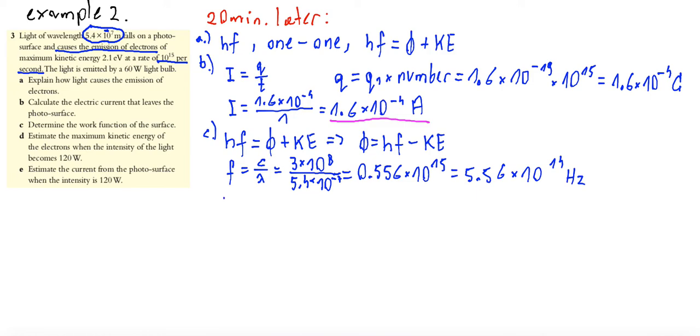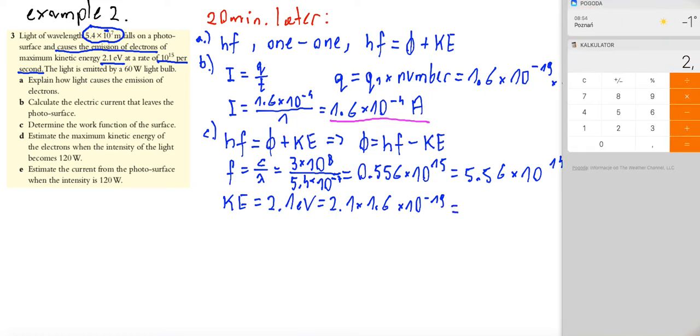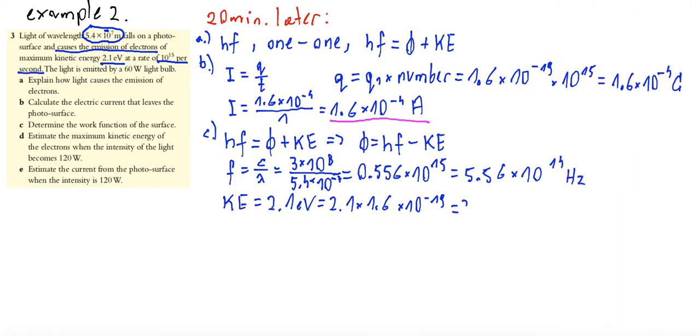Now what about kinetic energy? Kinetic energy is charge times stopping voltage. No, we don't need to use charge times stopping voltage, because we know the kinetic energy of removed electrons is 2.1 electron volts. So all you have to do is convert this into joules. So remember, 1 electron volt is 1.6 times 10 to the power of minus 19 joules, which gives 2.1 times 1.6 equals 3.36 times 10 to the power of minus 19 joules. And now you can use this directly.